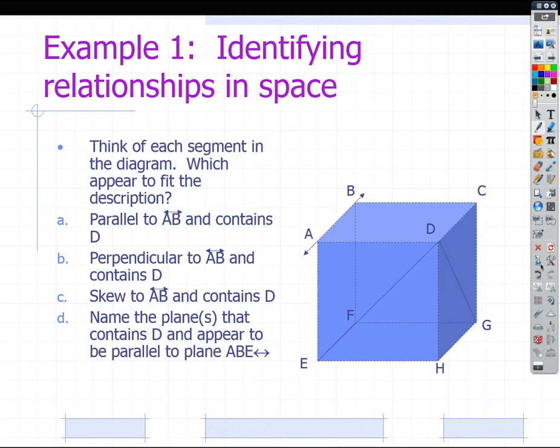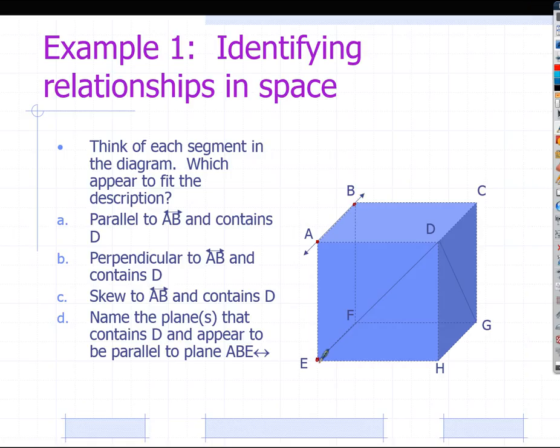So if we do the points A, B, and E, how many planes go through those 3 points? 1. It would be the left face of the cube, right? So name a plane that contains D and is parallel to that then. What do you think? DCG. Luke, what do you got? DCG? I could do plane DCG, couldn't I? I could name it differently. I could pick a different 3 points.